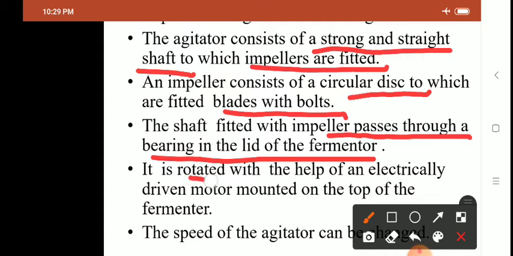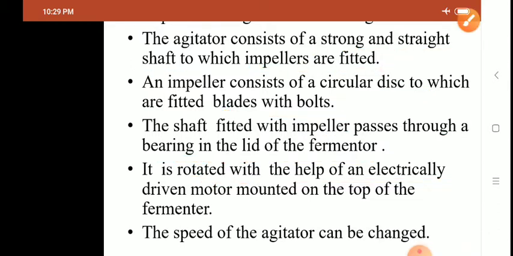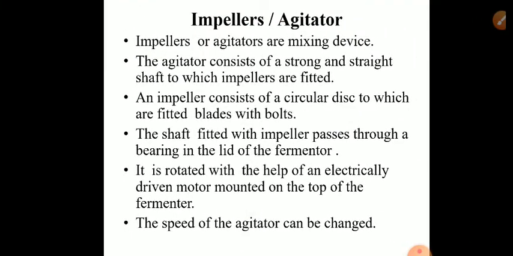Now how is it rotated? It is rotated with the help of an electrically driven motor mounted on top of the fermenter, above the fermenter lid. When you switch on the electricity, the motor rotates the shaft, and the impellers rotate and mix everything present inside the vessel. The speed of the agitator can be changed with the help of adjustable pulleys.